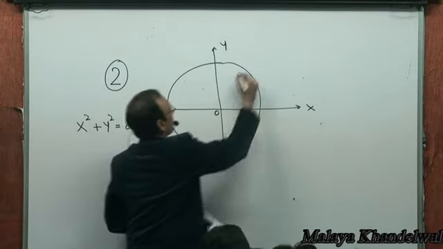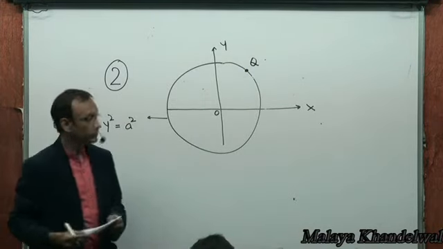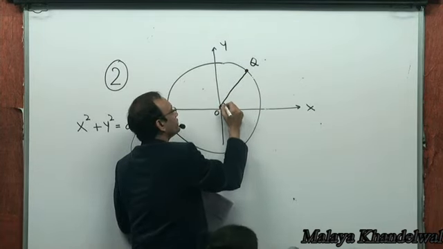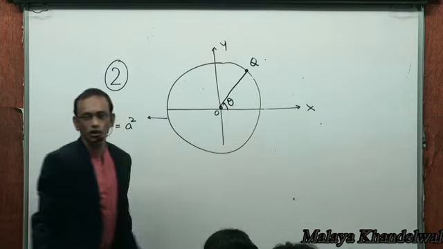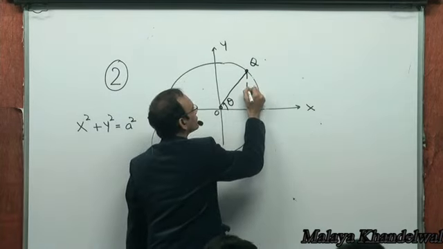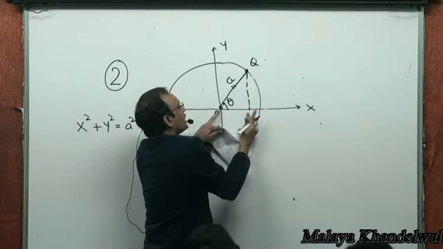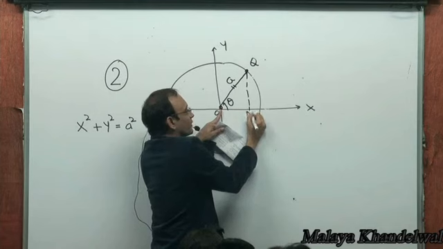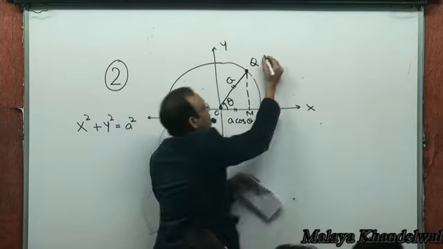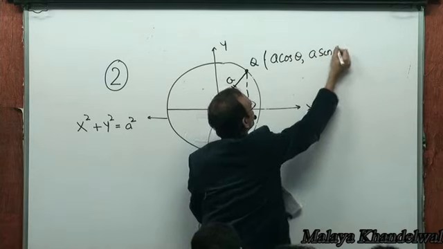Now, a variable point Q is selected on the circle. Q is a variable point on the circle, right? So now, different Q's can be located by different thetas. Theta is the polar angle of Q, right? Yes or no? So this theta would locate Q uniquely. OQ is A units, the radius of the circle. So the x coordinate of Q is A cos theta, and the y coordinate is going to be A sin theta. Coordinates of Q would be A cos theta, comma, A sin theta.